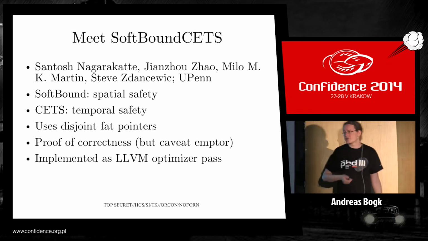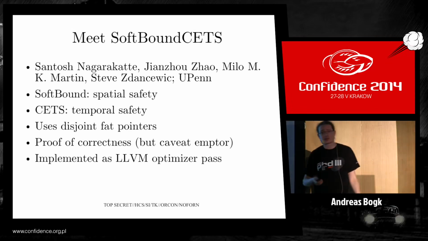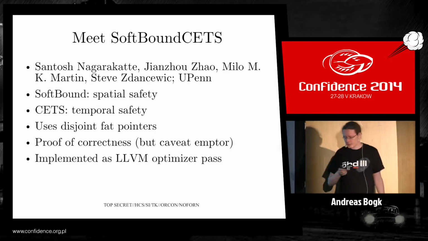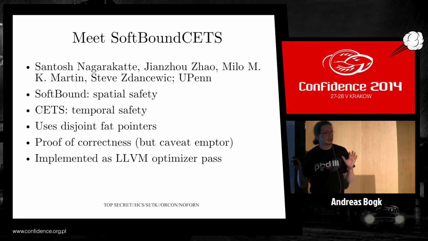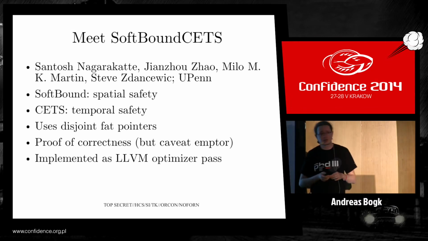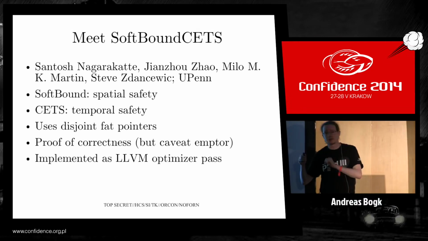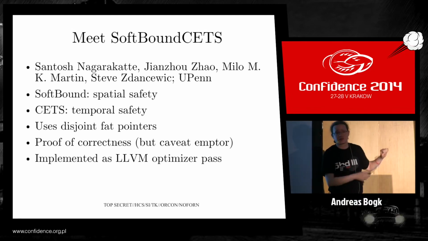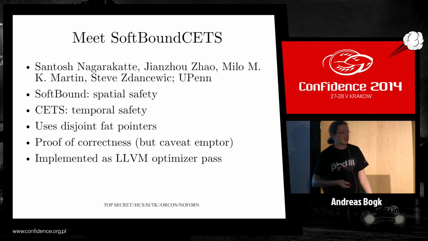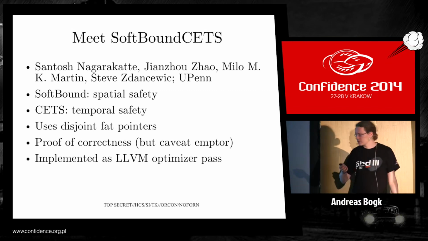So the SoftBound CETS project was, from all the projects I've looked at, the one that deals the most with actual practical problems. So it uses so-called disjoint fat pointers. I'll explain in detail what that means, how it is implemented. It's essentially pointers, where the meta information for pointers is kept around in different places. So your layouts don't change, your stack structure doesn't change, and things will keep on working.